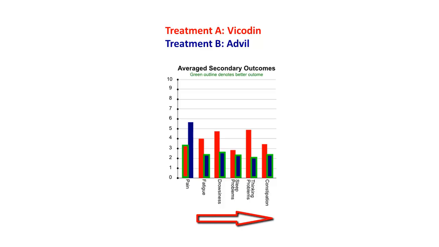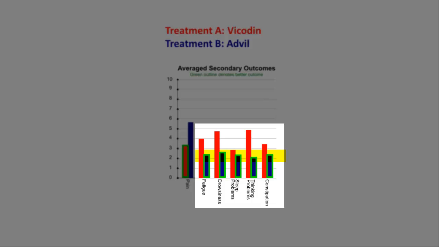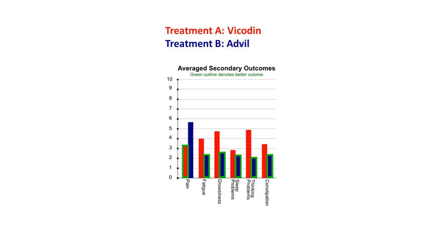Moving to the right, we see that Advil results in better outcomes along all 5 secondary outcomes. But are these differences meaningful? We'll have to take a look at another graph to find out.